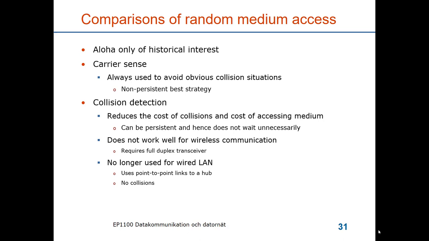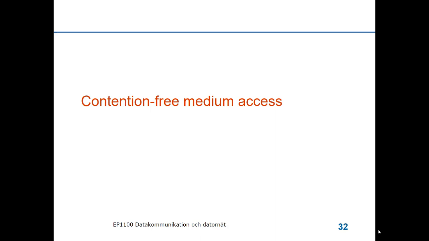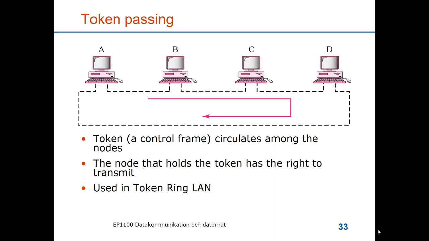As I said in the beginning, there are also ways of negotiating access to the medium which do not have any collisions whatsoever. Token passing is an illustrative method for controlling access and avoiding collisions. The token is a control frame, so it has the frame header and the frame trailer, but there is only control information and no useful data carried by the token. The token gives the right to a station to send one frame. So if A has the token, it can send one frame to any of the other nodes on the ring. Since there is a ring, the frame will reach all the other nodes.